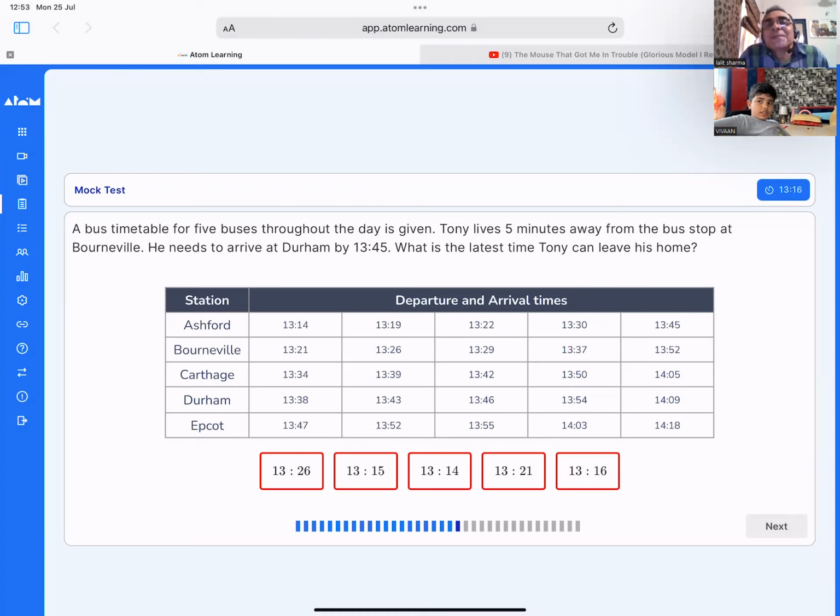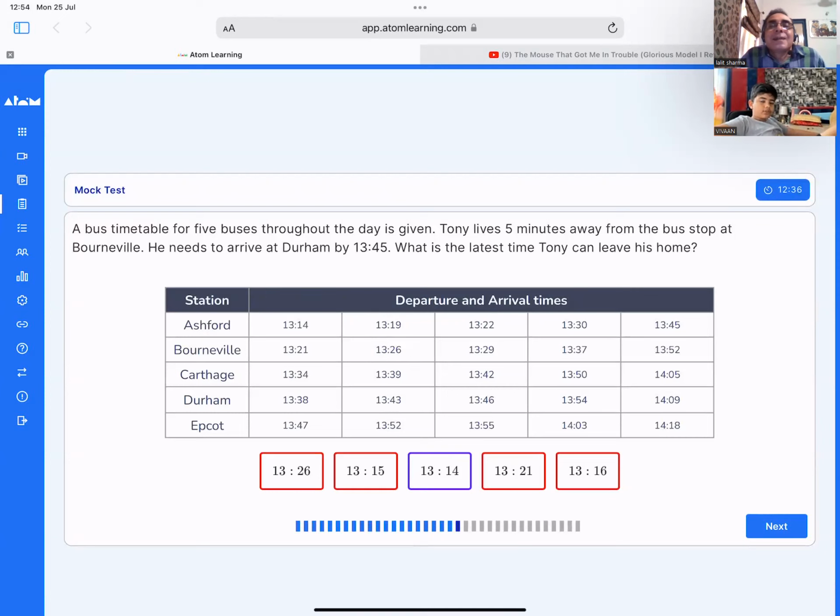So what is the latest time Tony can leave his house? He just stays 5 minutes away and he needs to reach by 13:45. So the latest time he should leave his home is 3:14. I mean 1:14. If he leaves his home 1:14. Yes. He leaves his home 1:14. So he reaches. So, oh yeah, sorry.